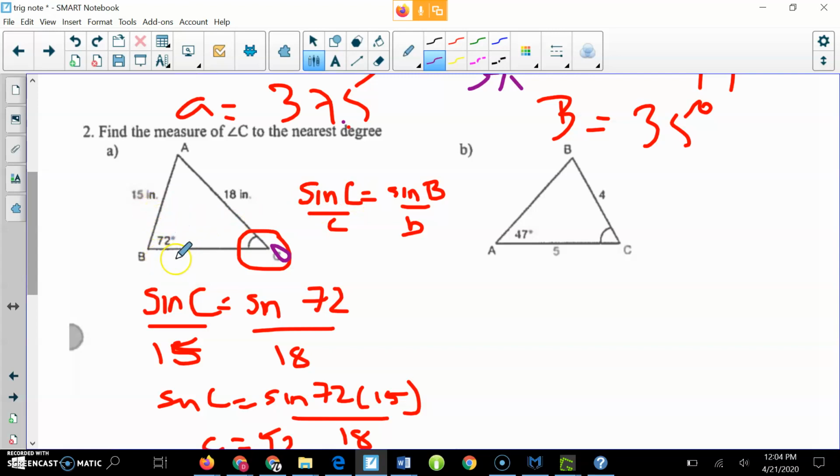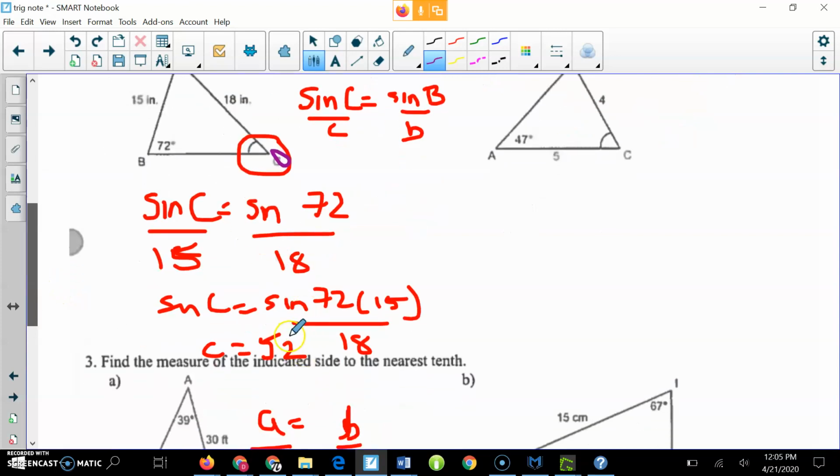There is big C. I don't know. Little c is 15. So that goes there. 72 and 18 go there. Move that 15 up, and then solve, and you get 52 as your length. Okay, so from start to finish here, write what you want in this question. Again, it's C. But this time we have the A pair. So you want sine big C.